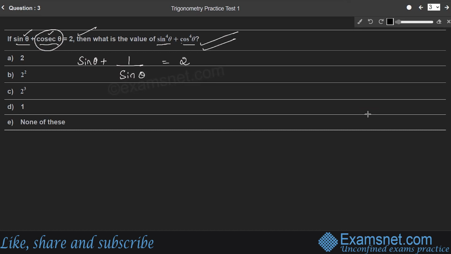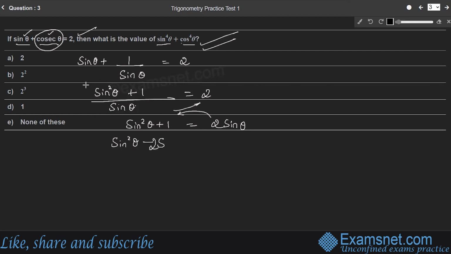is equal to 2. So in the LHS part, we have sine theta as the LCM of the denominator, and the numerator becomes sine theta into sine theta, which is sine square theta, plus 1 is equal to 2, right? Therefore, sine square theta plus 1 becomes 2 sine theta. Take this sine theta to the RHS part. Take this 2 sine theta to the LHS, it becomes minus 2 sine theta, so sine square theta minus 2 sine theta plus 1 is equal to 0.